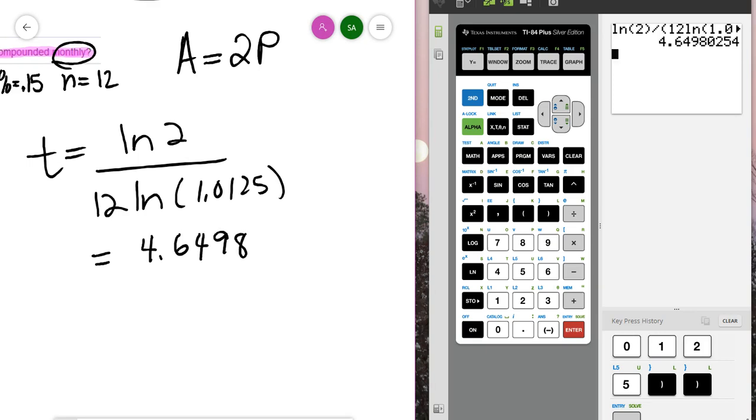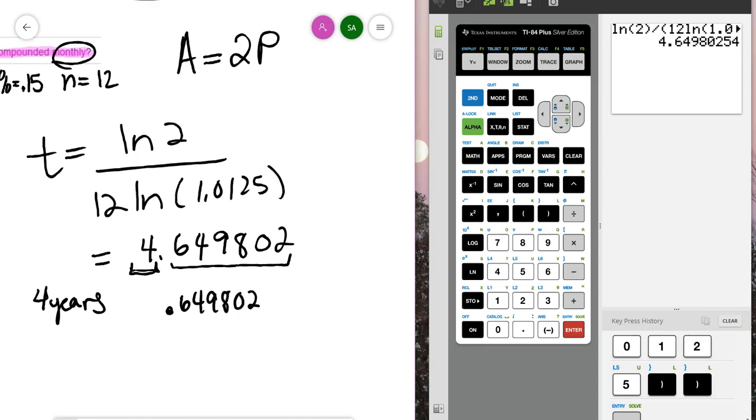4.6498. I'm going to go 2 more decimal places because we want to figure out how many years and months this is. So this digit right here will be the years. We know it's going to be 4 years. And we're going to use the rest of this to figure out how many months. We know there are 12 months in a year. So we want to take this 0.649802, and this is in years. We're going to multiply that by 12 months to turn it into months.